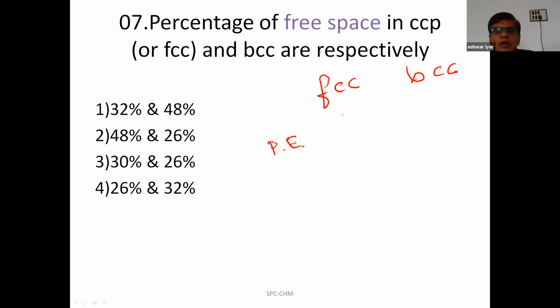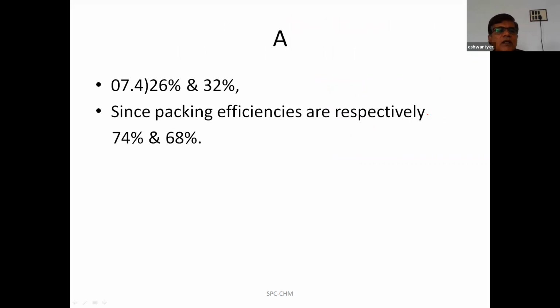So as you know, the FCC packing efficiency is 74% and BCC is 68%. You subtract from 100 and you get the answer. So let us see. Yes, empty space is 26% for FCC, 100 minus 74, and for BCC it is 32%, 100 minus 68.